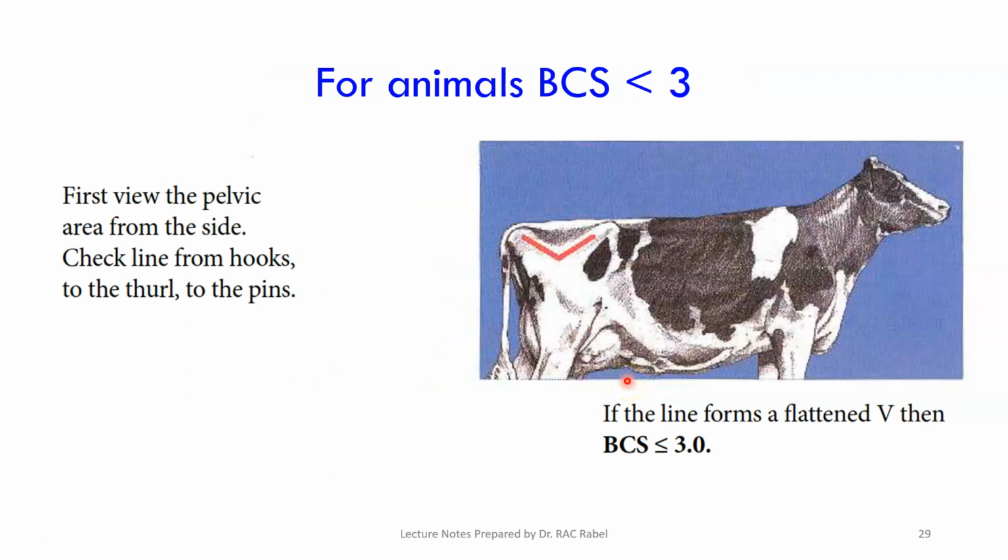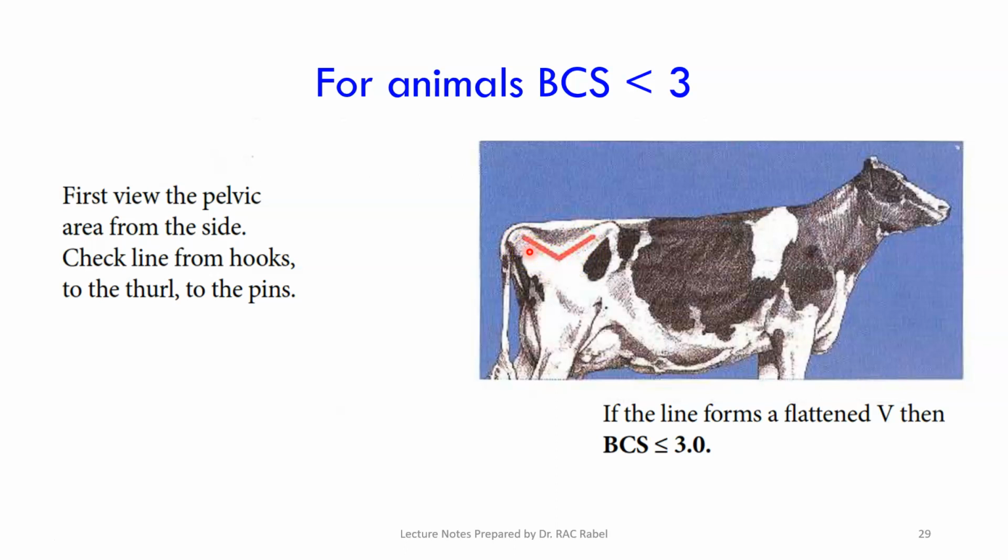So your first job is to categorize, by looking at the thurl, whether the animal has a body condition score of lower than 3 or higher than 3. If it's lower than 3, the thurl has a V shape. If it's higher than 3, the thurl has a U shape. You don't get this angle at this corner. Depending on that, that is where you start.